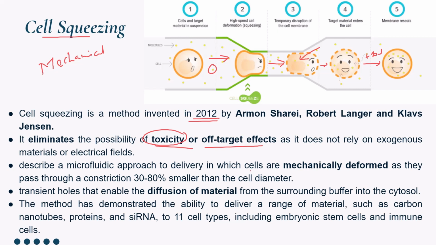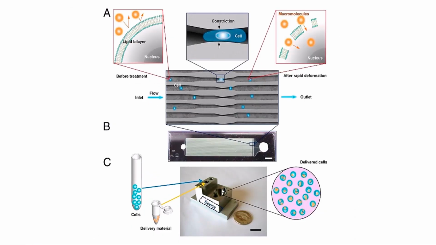As I mentioned, the cells will be mechanically deformed, and only through this deformed membrane does the target material get incorporated. The transient holes allow the diffusion of material. So anything can be transfected, maybe a protein or RNA or genetic material. So this is a mechanical method of transfection.